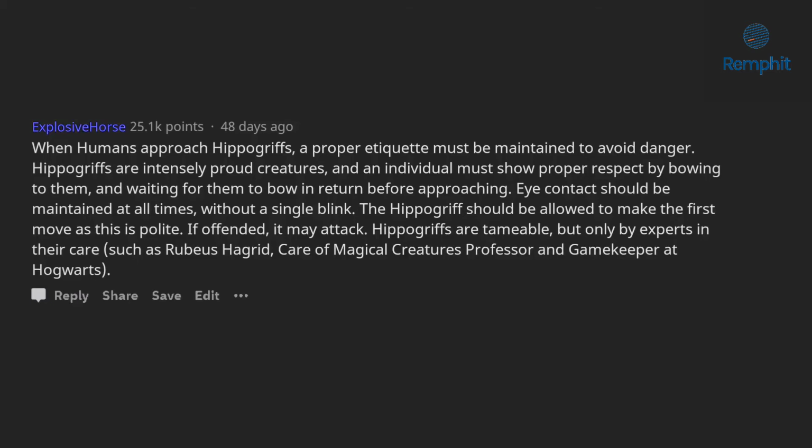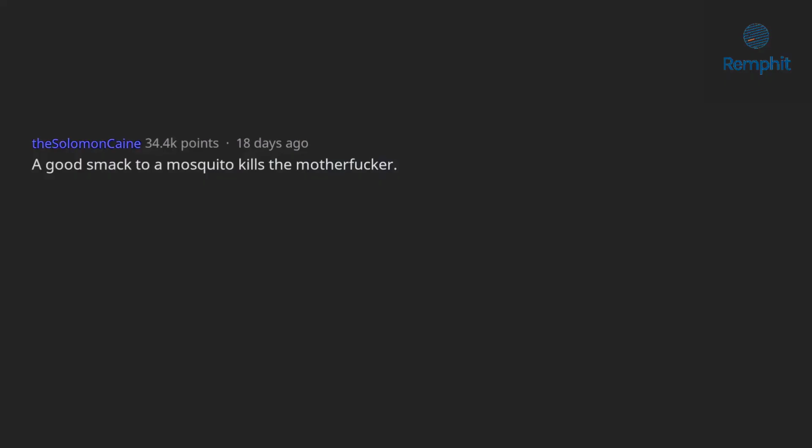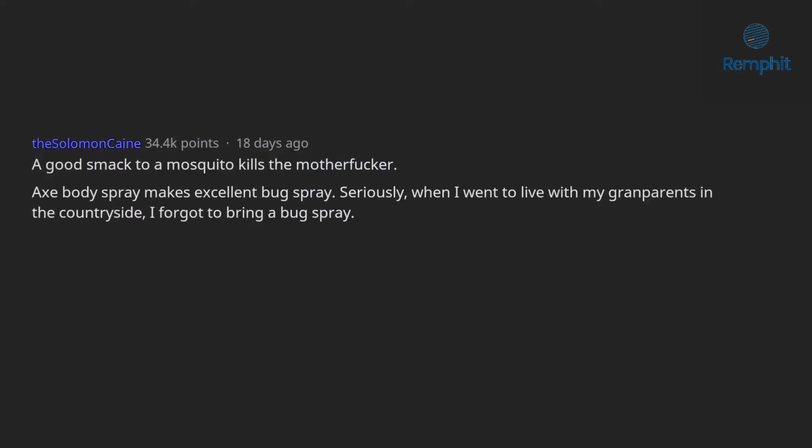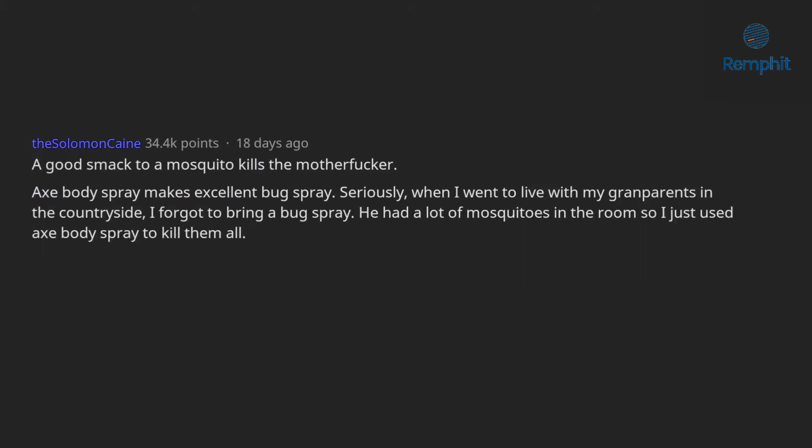A good smack to a mosquito kills the motherfucker. Axe body spray makes excellent bug spray. Seriously, when I went to live with my grandparents in the countryside, I forgot to bring a bug spray. He had a lot of mosquitoes in the room, so I just used Axe body spray to kill them all. It doesn't give them a quick painless death though.